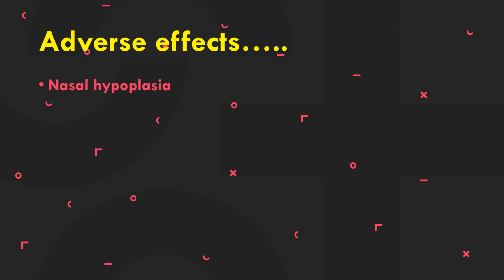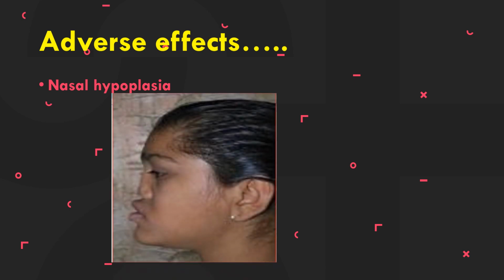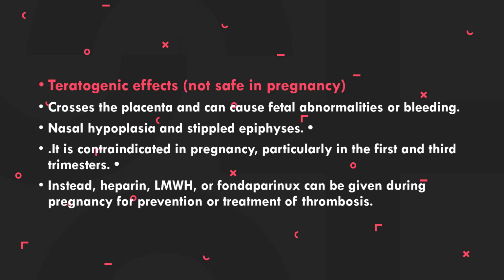Another adverse effect of warfarin is nasal hypoplasia, as you can see in this picture. There's a girl with a severely decreased size of the nasal septum, and this is basically because the warfarin was taken during pregnancy, so it has a teratogenic effect. Teratogenic effect means that the drug is not safe in pregnancy. It is going to cross the placental barrier and cause fetal anomalies in the newborn.